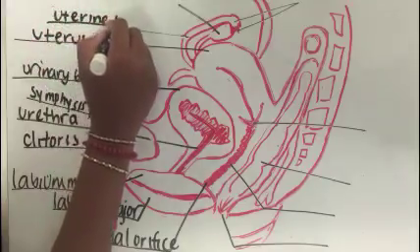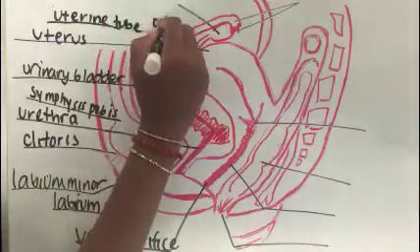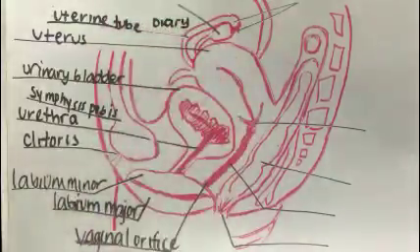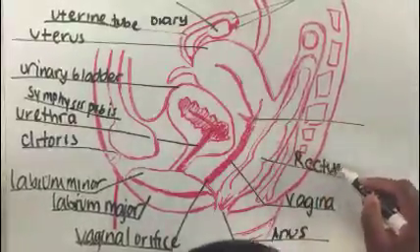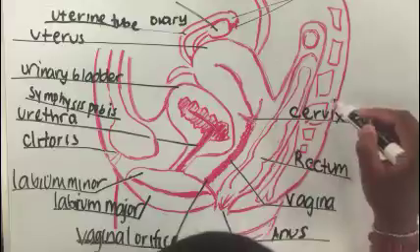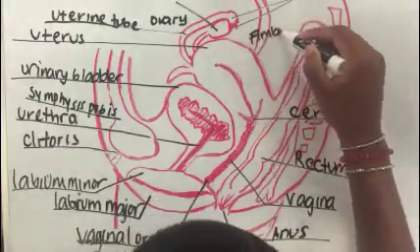This is the uterine tube. This is the ovary. Over here we have the vagina. And this here is the rectum. This is the fimbriae.